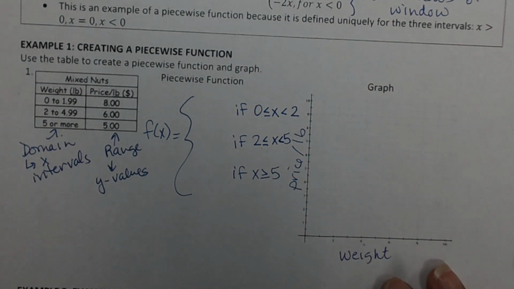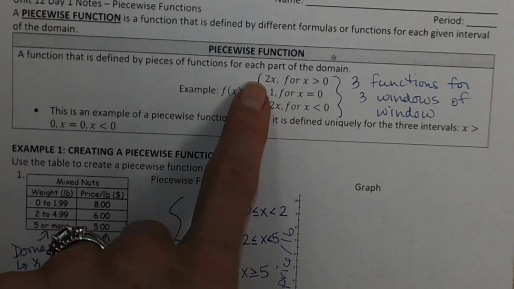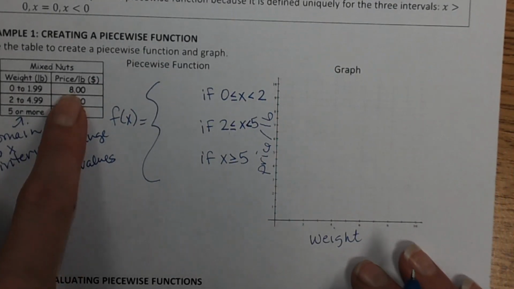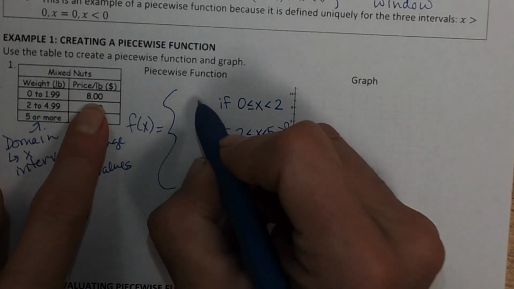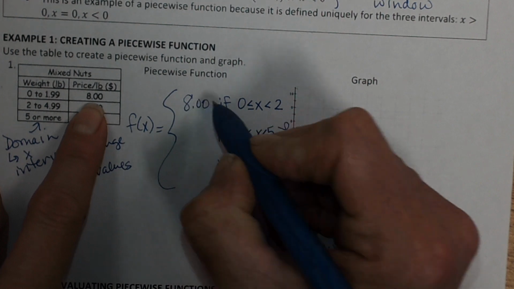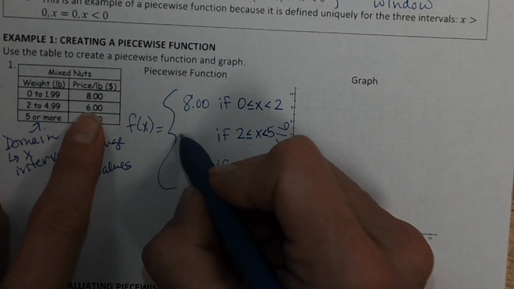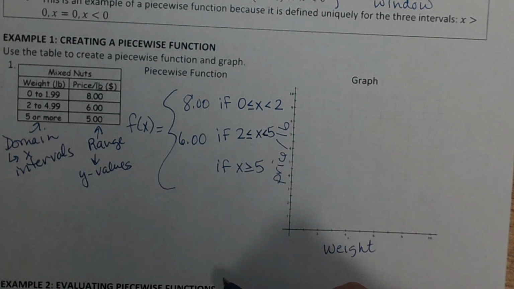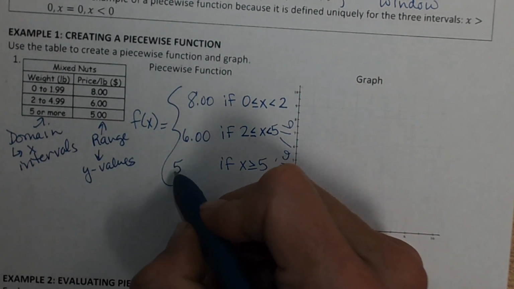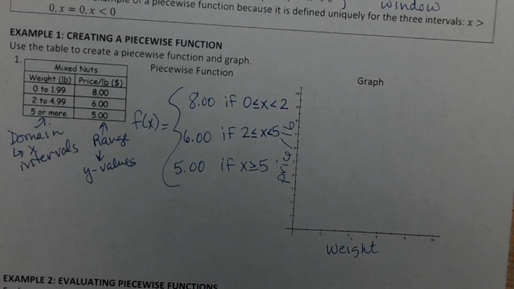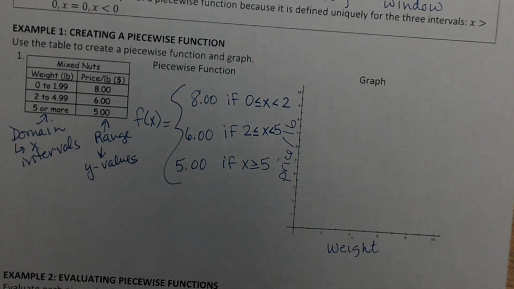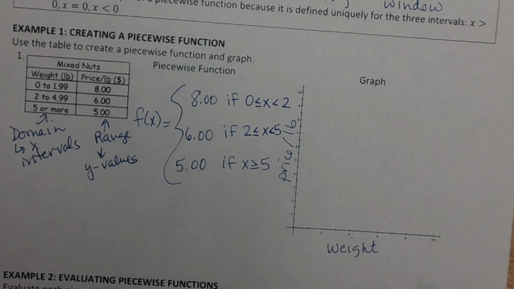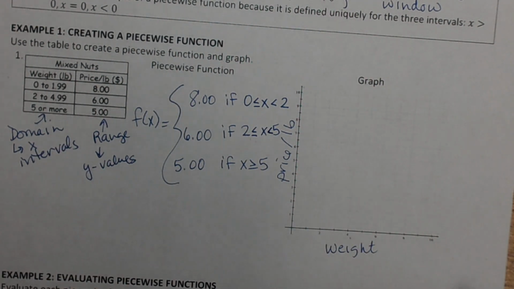All right, now here we don't have equations. Up here we had equations with x's. Here we just have constants. So the price per pound at that first window is $8. The price per pound at the second window is $6. And the price per pound for my third window is $5. All right, so now, like I said, what I like to do, and you don't have to draw these lines on the graph, but to me, it helps me figure out these different sections of my graph.